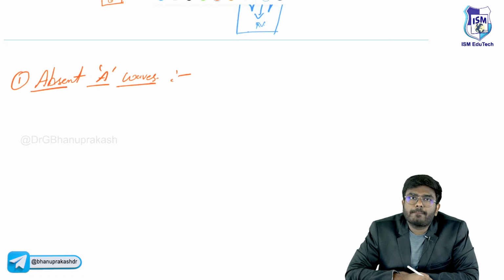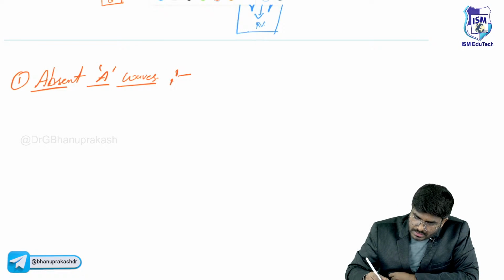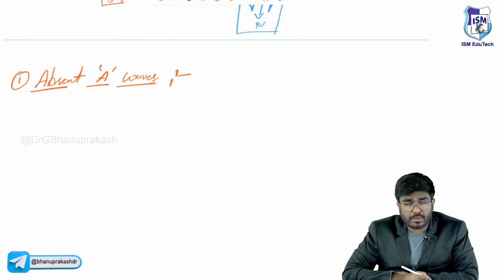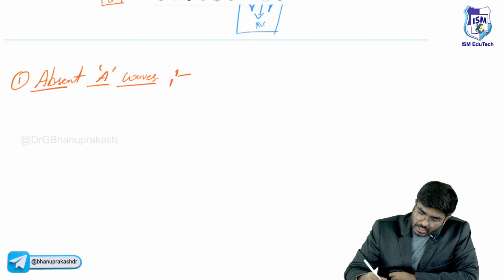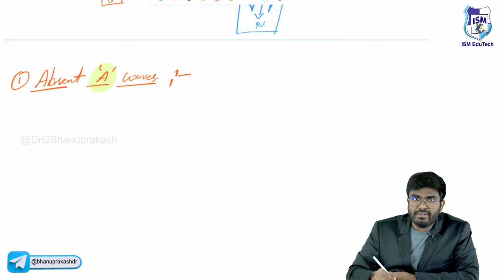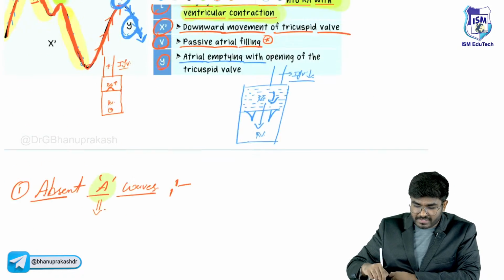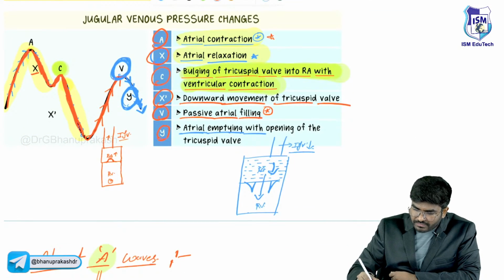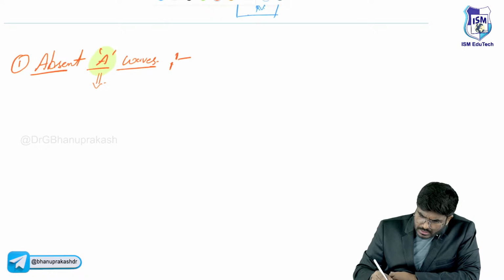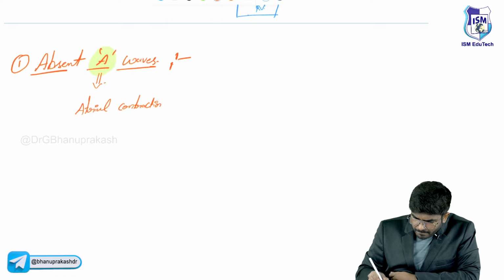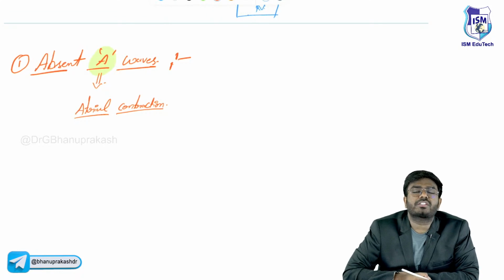In which condition is it seen? A waves are absent. Why are A waves absent? Or in which condition are A waves absent? Now, in order to understand this, you should know: in the first place, the A waves are because of what? A waves are because of atrial contraction. See this, here. A wave is because of atrial contraction.